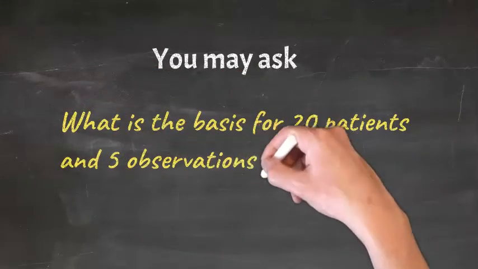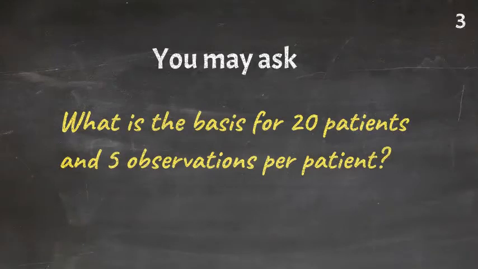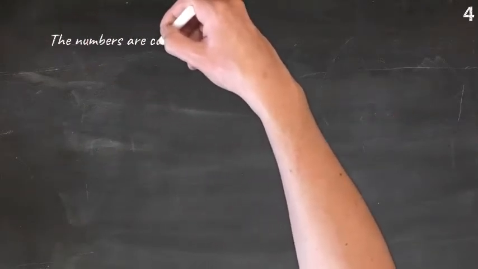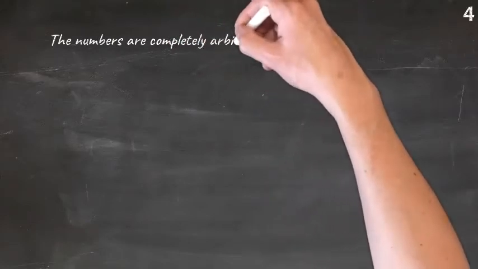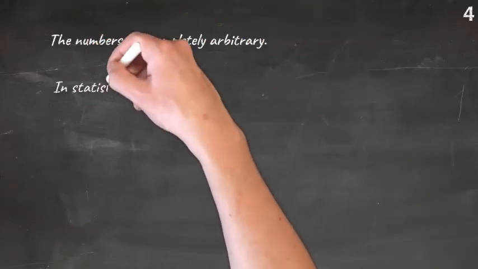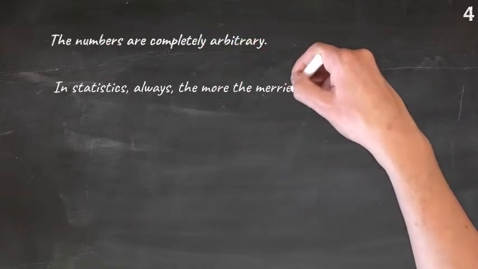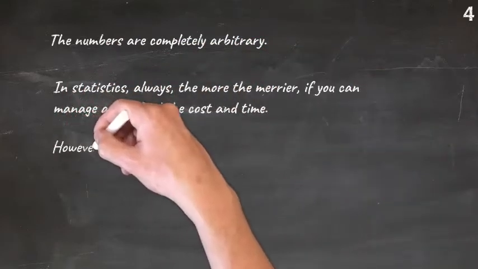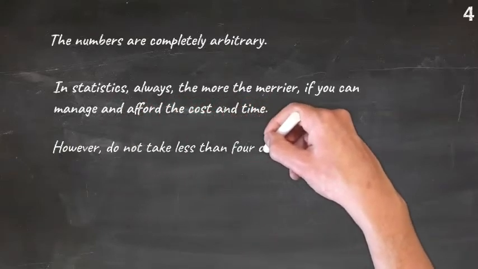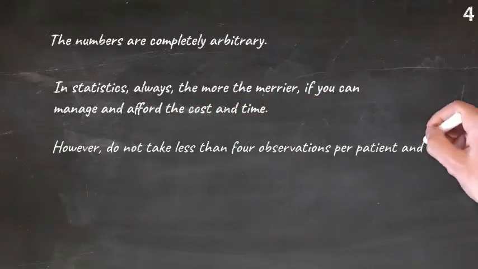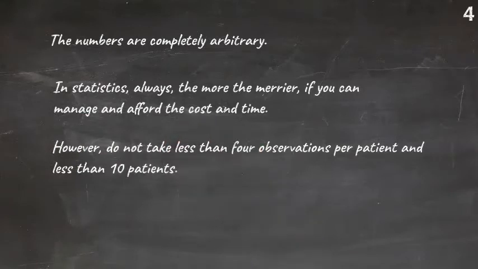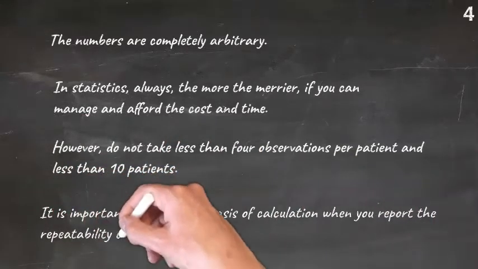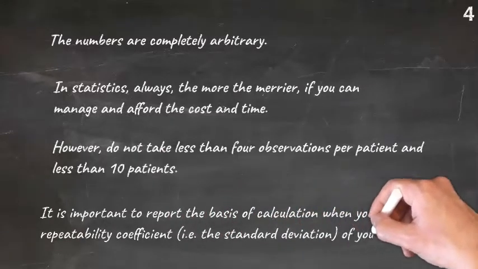What is the basis for 20 patients and 5 observations per patient? The numbers are completely arbitrary. In statistics always, the more, the merrier, if you can manage and afford the cost and time. However, do not take less than 4 observations per patient and less than 10 patients. It is important to report the basis of calculation when you report the repeatability coefficient, that is, the standard deviation, of your study.